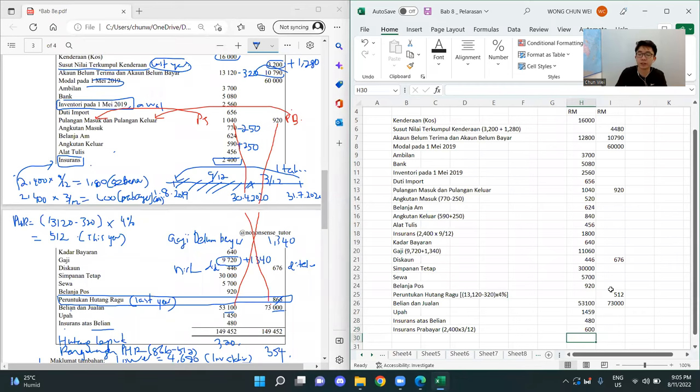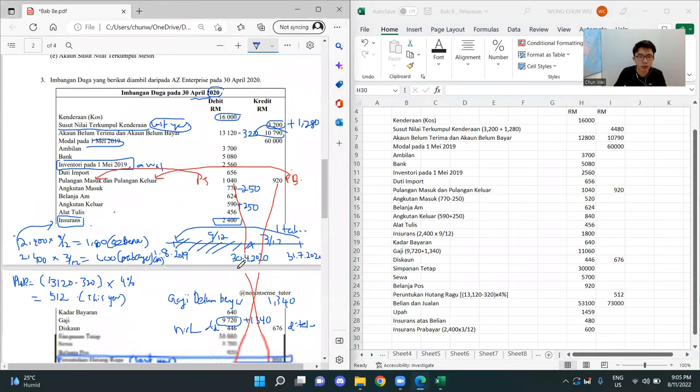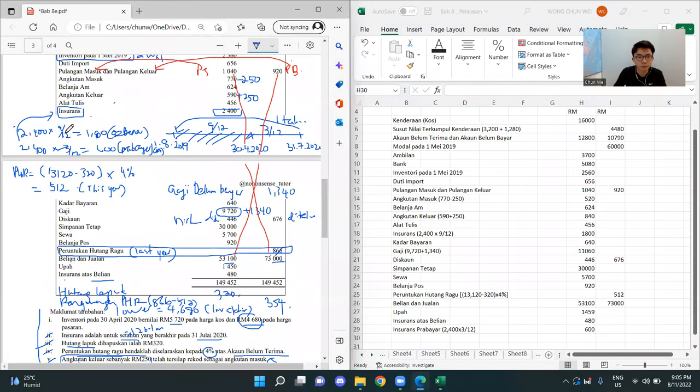And we know this is an asset. An asset should be in the debit or credit side? The asset should go into the debit side. Look at the A here, asset. So it's in the debit side. Let's continue. So PHR already here, ma. Already record this one. Okay.